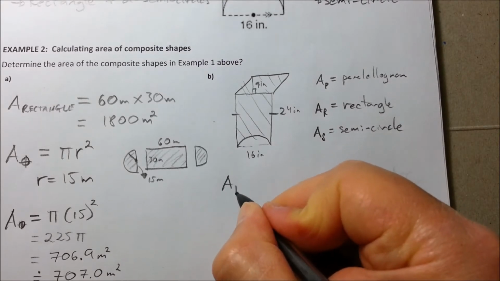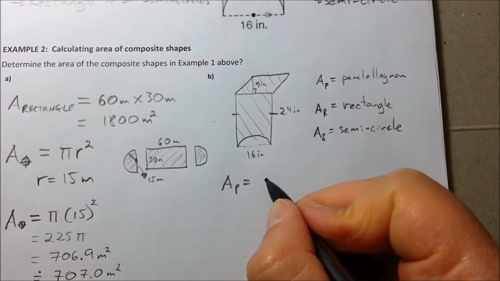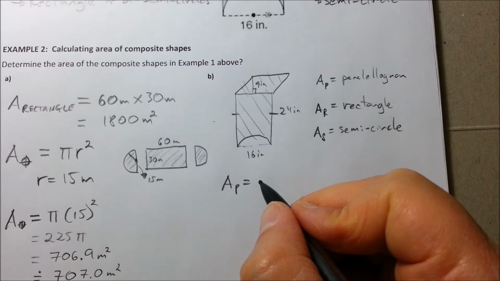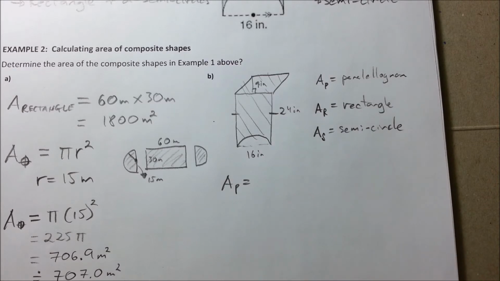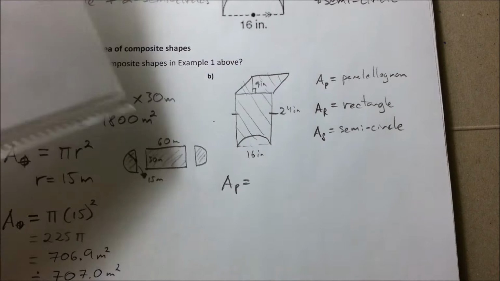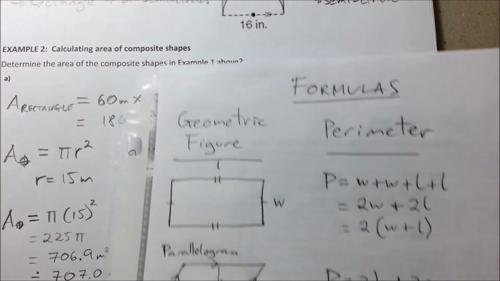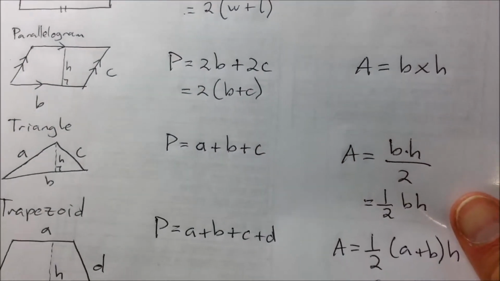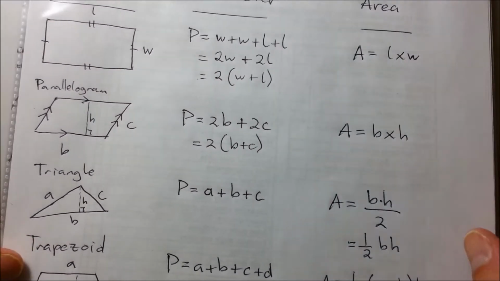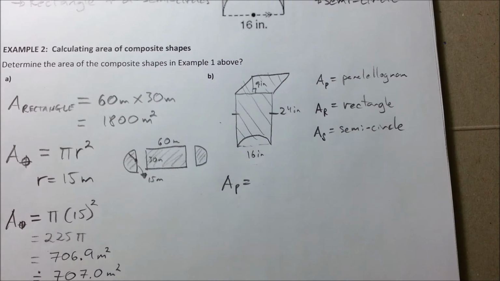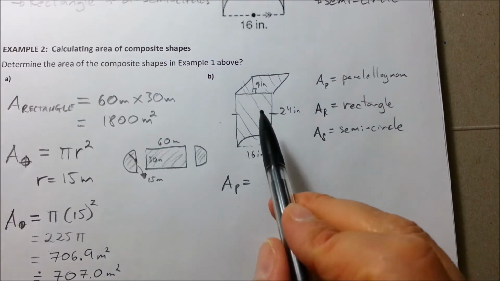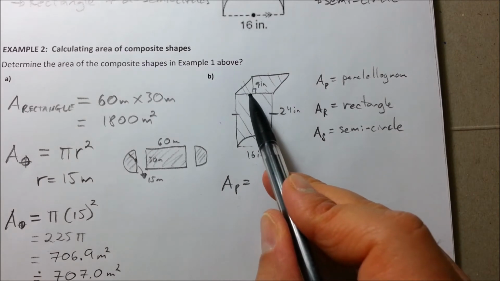What is the formula for the area of the parallelogram? Once again, you may want to have your formula sheet handy that we started at the beginning of this unit. So there you go. What's the formula for the area of a parallelogram? Well, it says base times height. So let's figure out what's the base of this parallelogram right here.